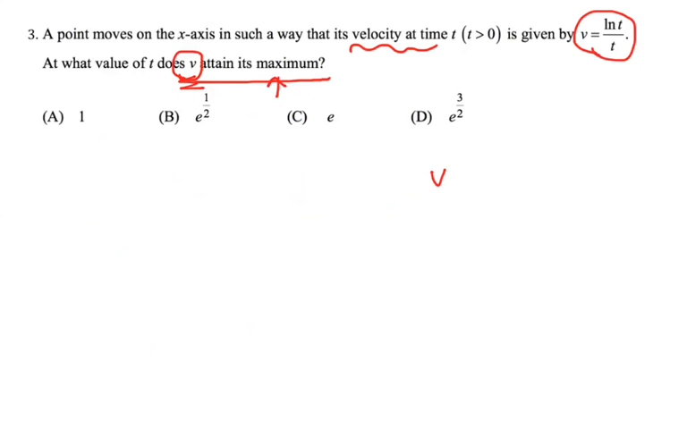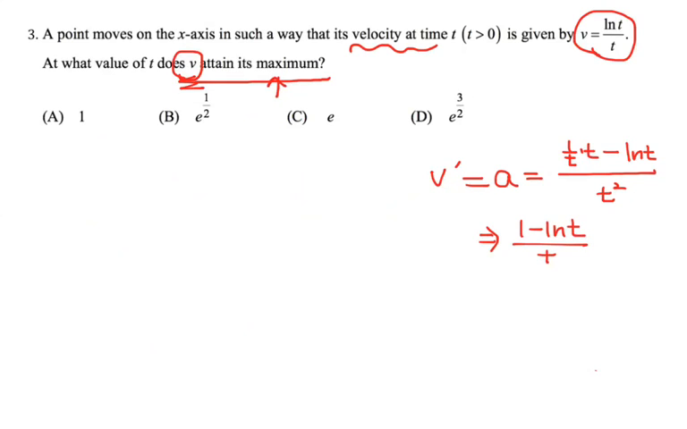What is v prime? I understand this can be expressed as a product if you wanted to, and we can use the product rule here. Then t squared, that's the bottom one. And the derivative of the top becomes 1 over t times t, minus ln of t times the derivative of the bottom, which is simply 1. Now this has to be equal to 0. Then this becomes 1 minus ln of t over t squared has to be equal to 0.